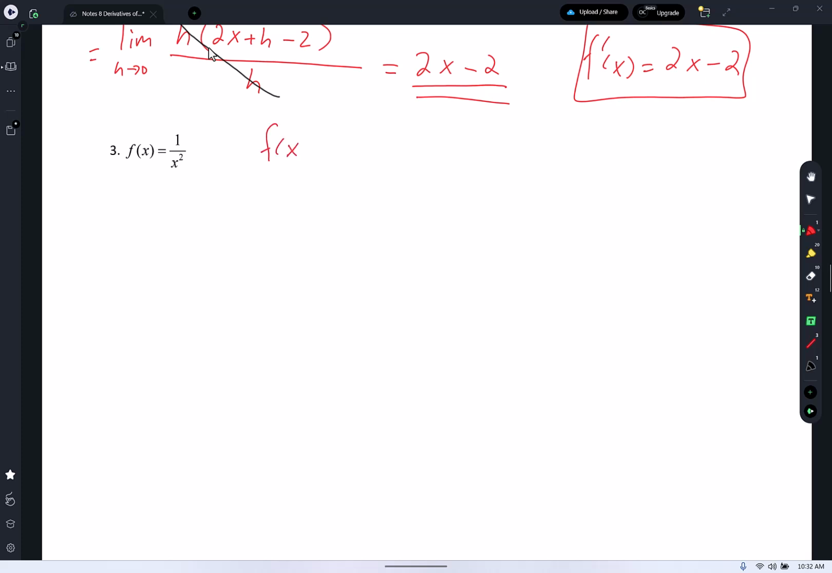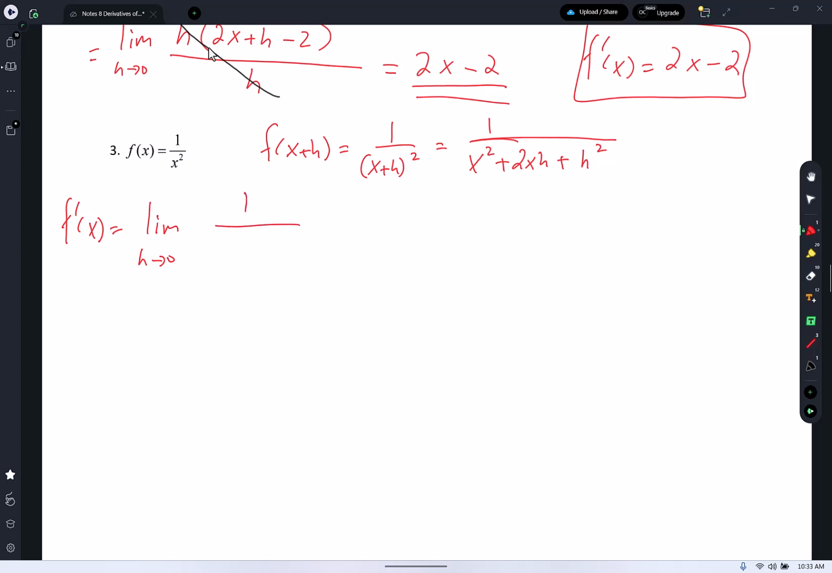I need f of x plus h, 1 over x plus h, close it, squared. When I FOIL that, x times x is x squared. X times h is xh. You're going to have 2 of those, 2xh. And then h times h is h squared. Are we okay? All right. F prime first. F prime of x equals limit as h approaches 0 of 1 over x squared plus 2xh plus h squared minus 1 over x squared. And all this is over h.